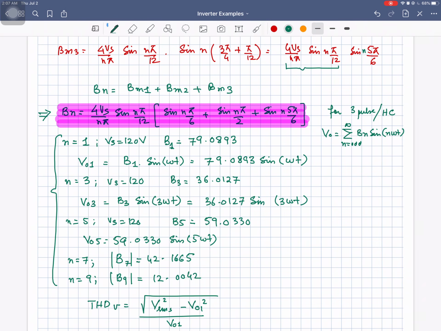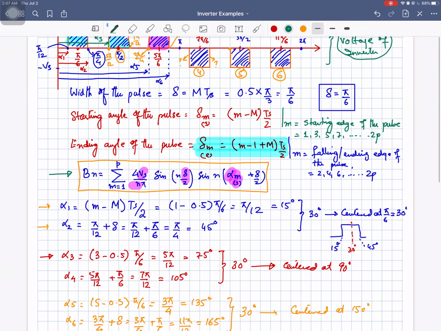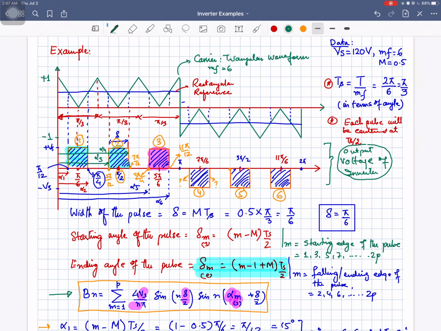So you can use this example to find out the spectrum of the sine PWM. In the sine PWM, this rectangular waveform will be replaced with the sinusoidal waveform. Okay, so you can write a computer program to find out all of these angles, and then you can evaluate the Fourier spectrum easily.